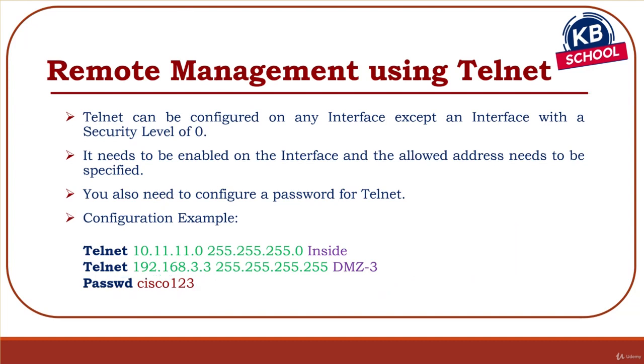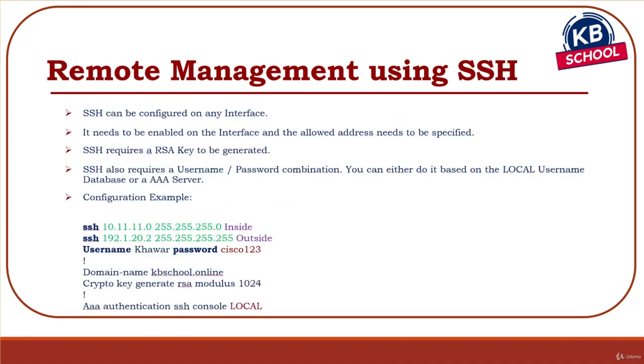The next one is SSH. For SSH, you don't have a choice. You do need to do the username password combination. SSH does not work only on the premise of the password. SSH is configured on a per interface basis, just like Telnet. So I'm enabling SSH over here for this particular source address. This is an entire network on the inside interface, and this specific address on the outside interface.